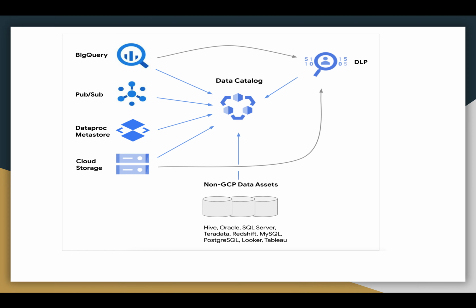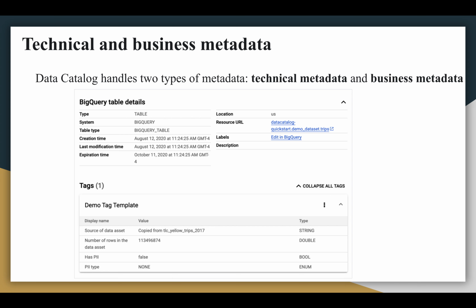Okay. Next is technical and business metadata. Data Catalog handles two types of metadata. First is technical metadata and second is business metadata. To understand this difference, we are going to see an example Data Catalog entry.